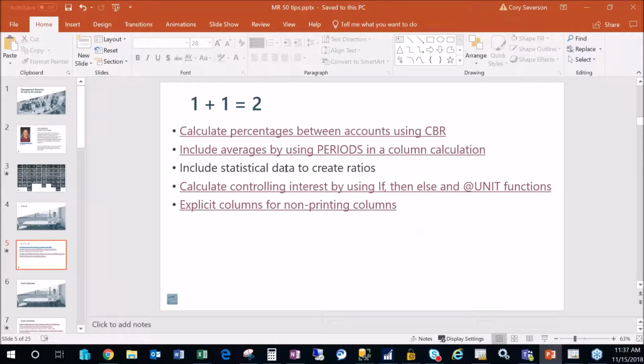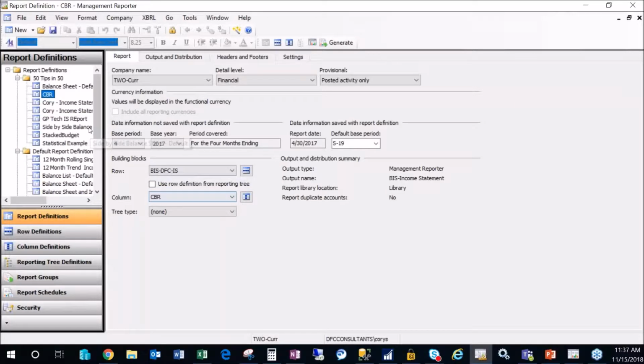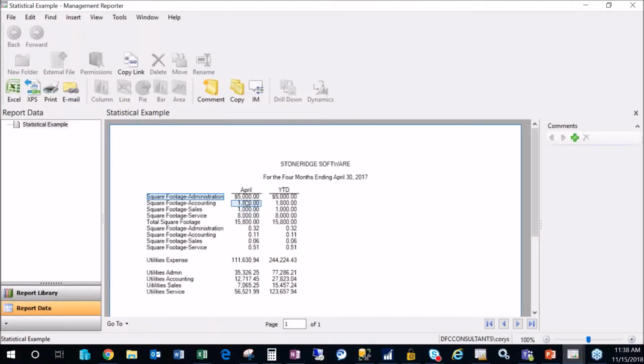You have the ability to go in and enter, say, square footage or a headcount account by period. Well, you can report off of that information inside of Management Reporter. So here what I did is I have my square footage. I could get rid of that currency symbol, but my square footage for the admin building is 5,000 square feet. And then I have accounting at 1,800, 1,000, and so forth.